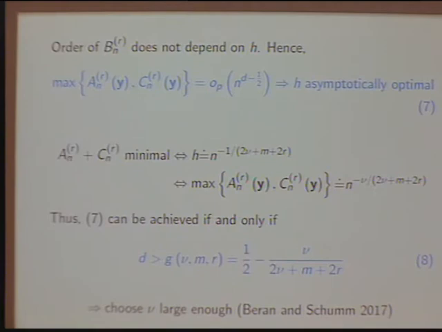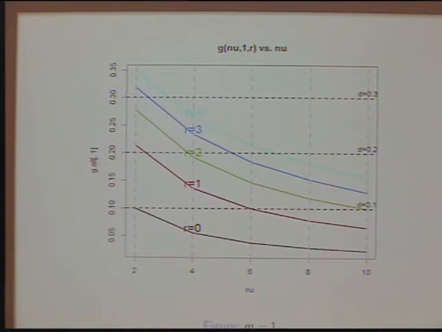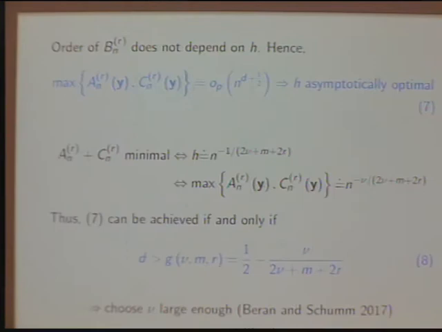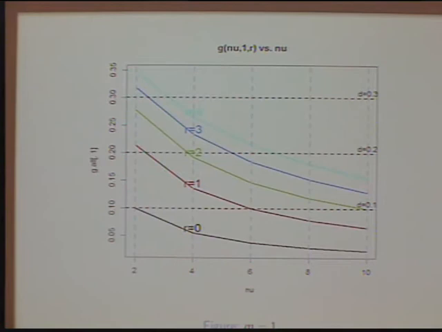So you can always achieve this, that you can have an asymptotically optimal bandwidth. These are just a few pictures. This shows you the higher the derivative, the more difficult it is to achieve this. On this axis, you have the order of the kernel, and on this axis, you have this function g. So ideally, this function g would be 0, but that's not the case. But if you increase nu, it goes to 0. But it becomes harder the higher the derivative.